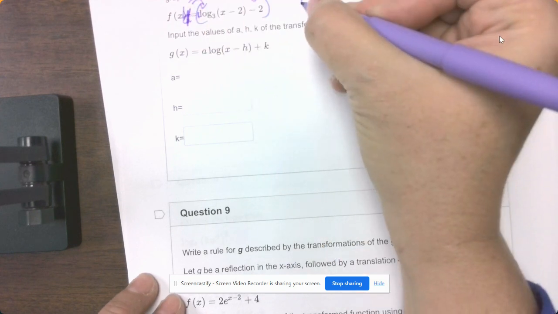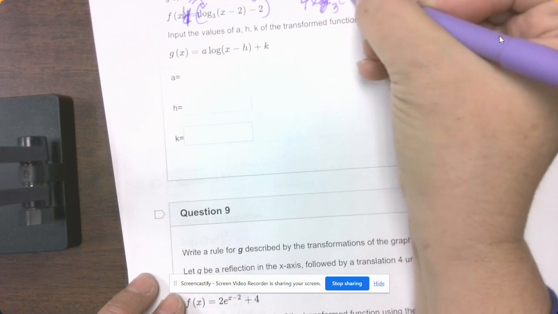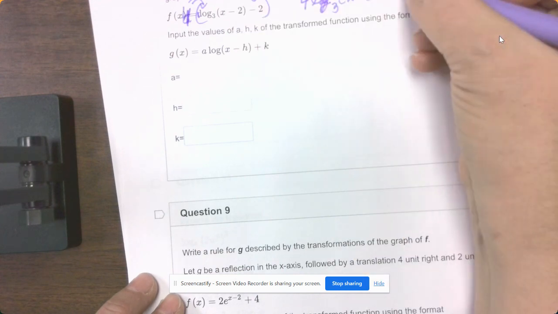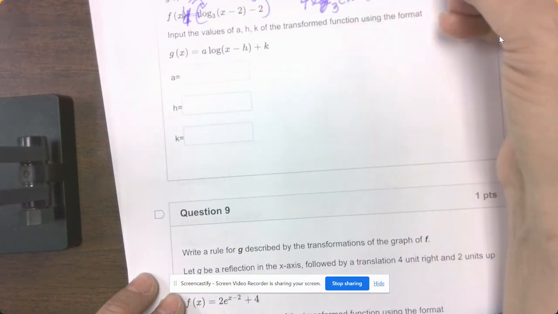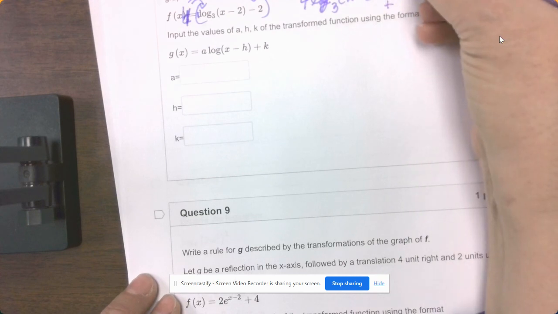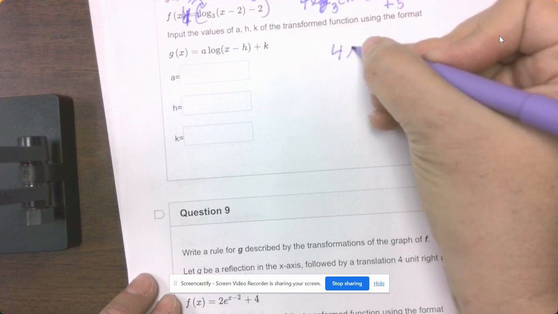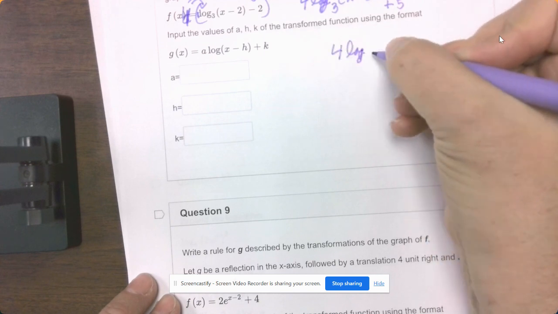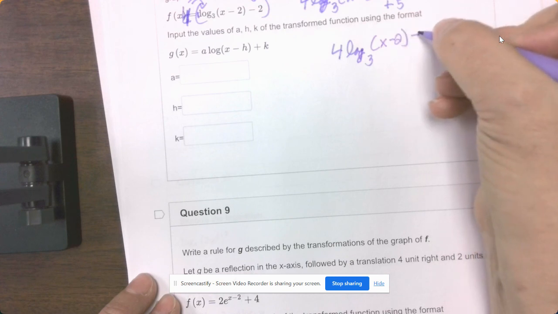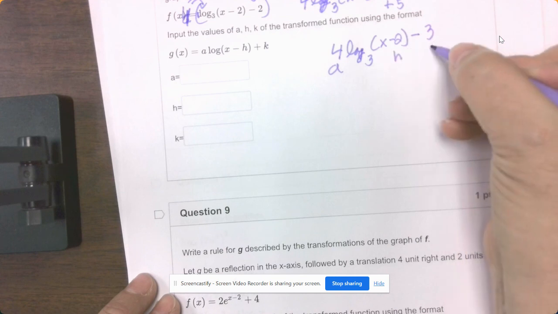So we get 4 log base 3, x minus 2. That x minus 2, we leave that alone. And then translation 5 units up. So that, everybody, is our k value, and that is a plus 5, so I'm going to add 5 to that one. So we get 4 log base 3 of x minus 2 minus 3. Okay, so this is a, h, and k.